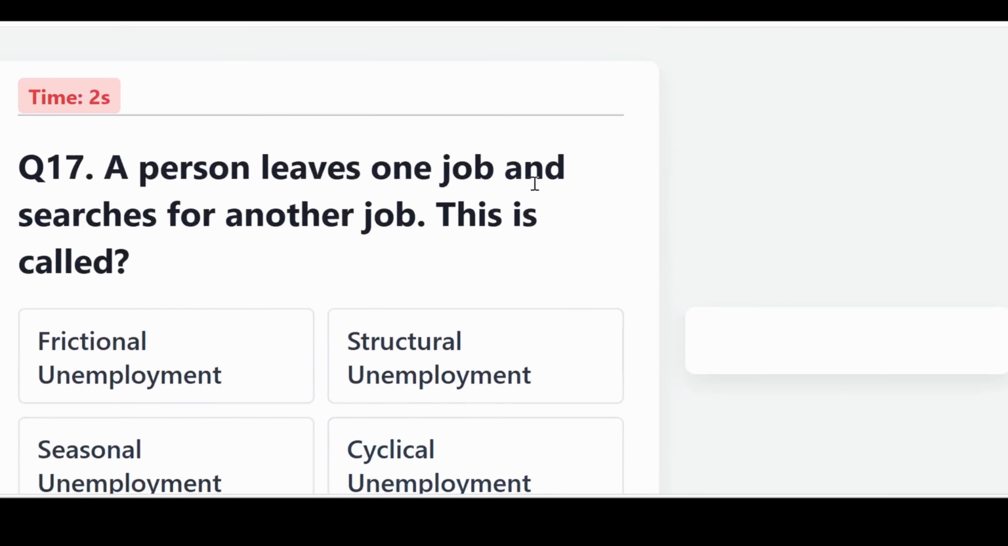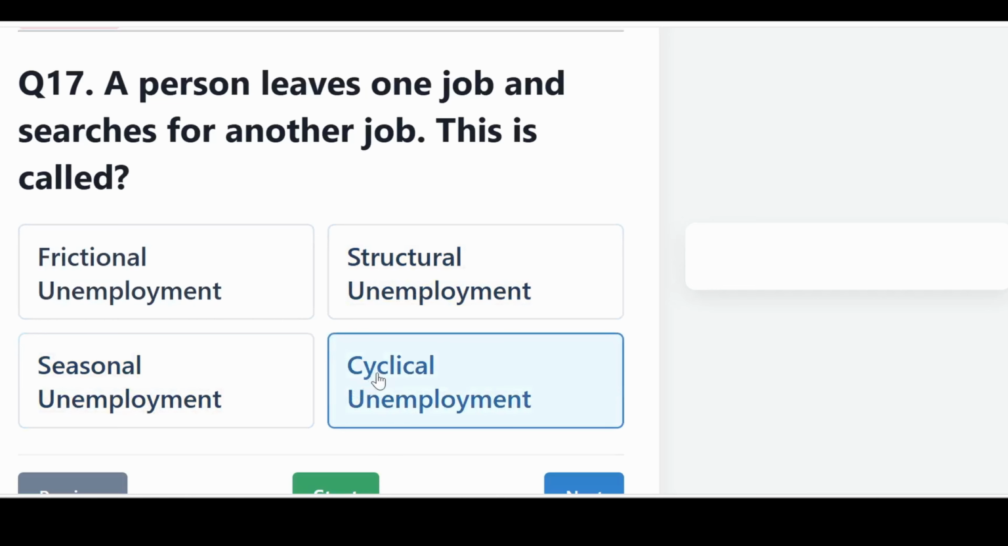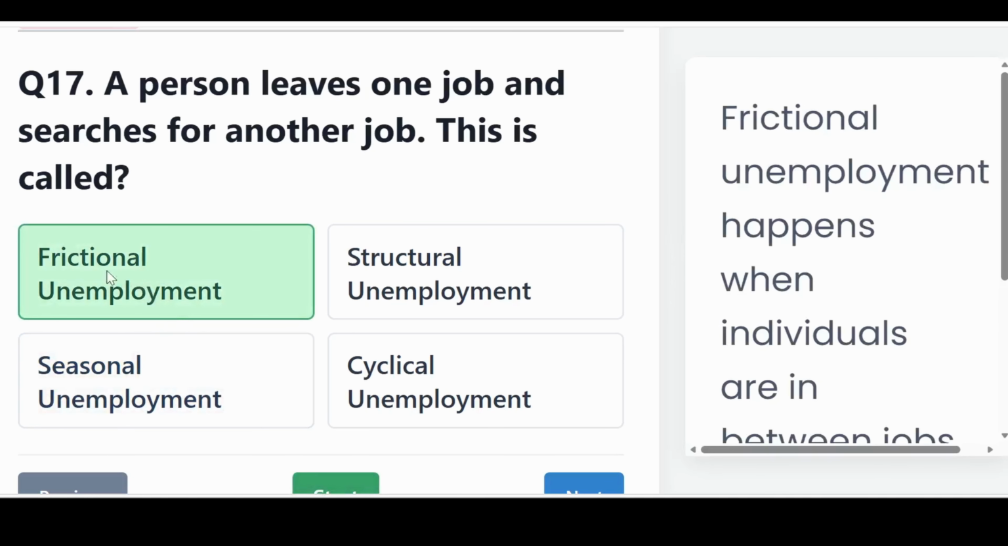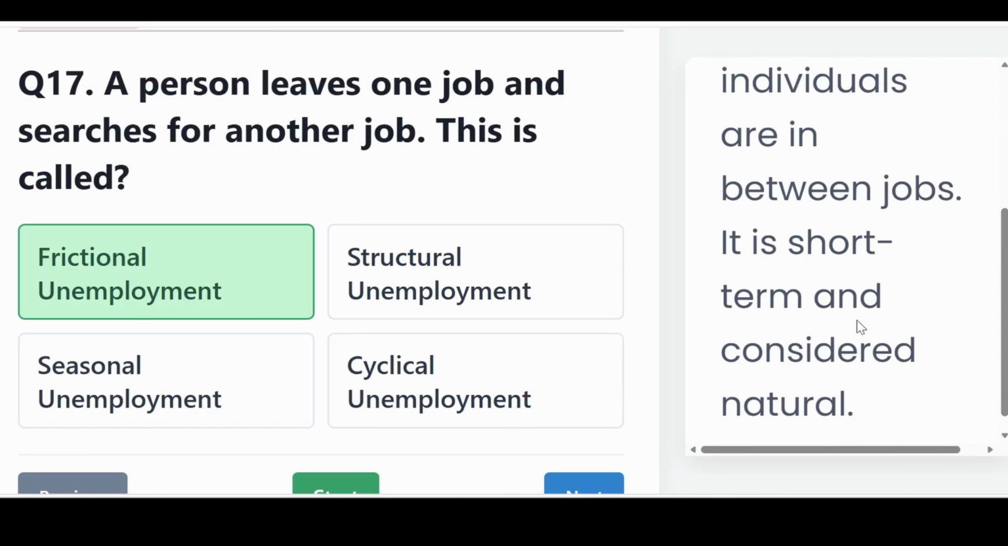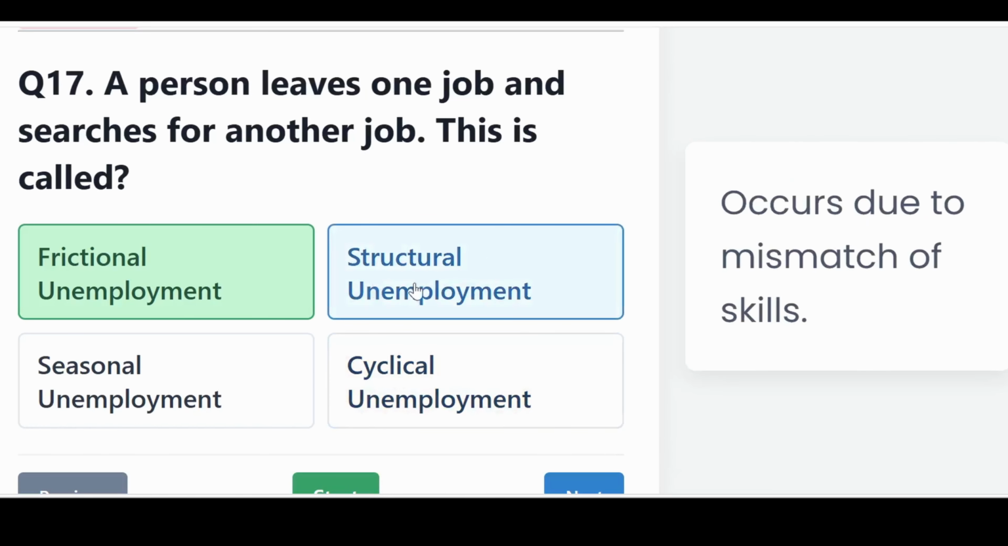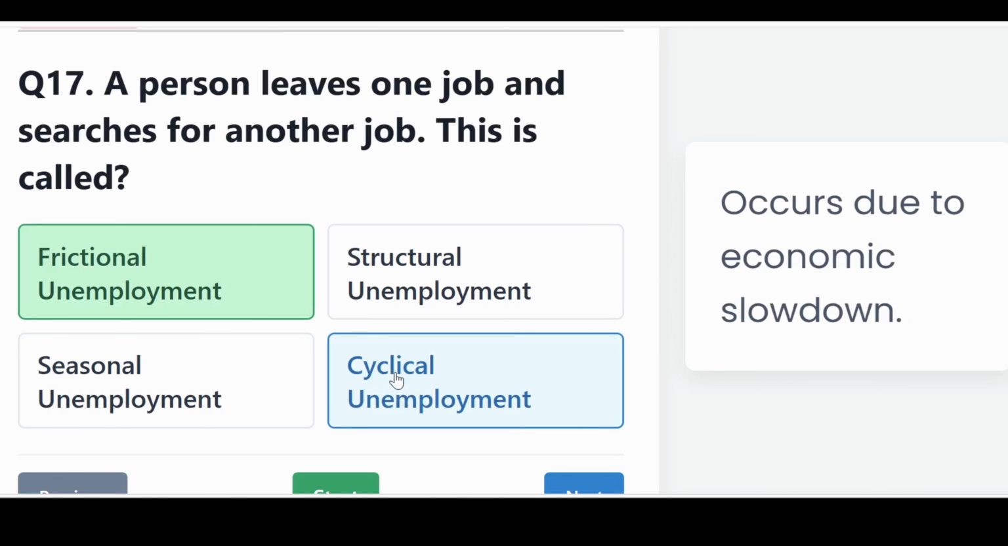A person leaves one job and searches for another job. This is called, is it frictional unemployment, structural unemployment, seasonal unemployment, or cyclical unemployment? The correct answer, frictional unemployment. Frictional unemployment happens when an individual is in between jobs. It is short-term and considered natural. Structural unemployment occurs due to a mismatch of skills. Seasonal unemployment occurs during certain seasons only. Cyclical unemployment occurs due to economic slowdown.